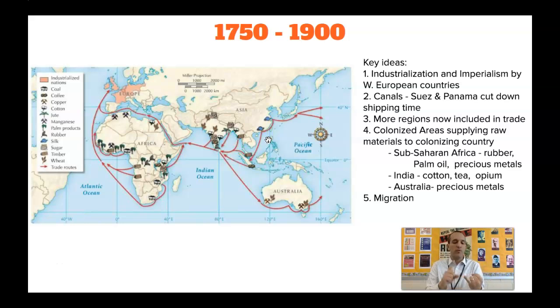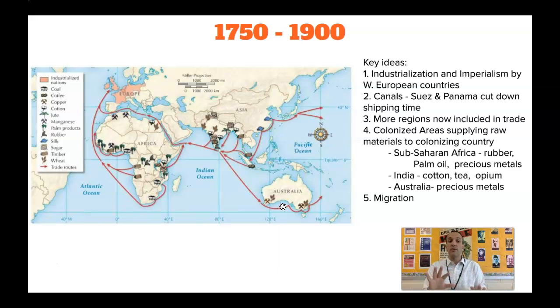So in Sub-Saharan Africa, we have rubber, palm oil, precious metals, specifically gold, but we're going to see other precious metals as well, like copper. And then India, we see cotton, we see tea, and opium. Don't forget that opium trade in South Asia by the British is going to come to East Asia and to China, and it's going to lead to another imbalance of trade in China. And then Australia down here, which is going to be colonized by the British, we have a lot of precious metals that are going to be shipped back to Britain.